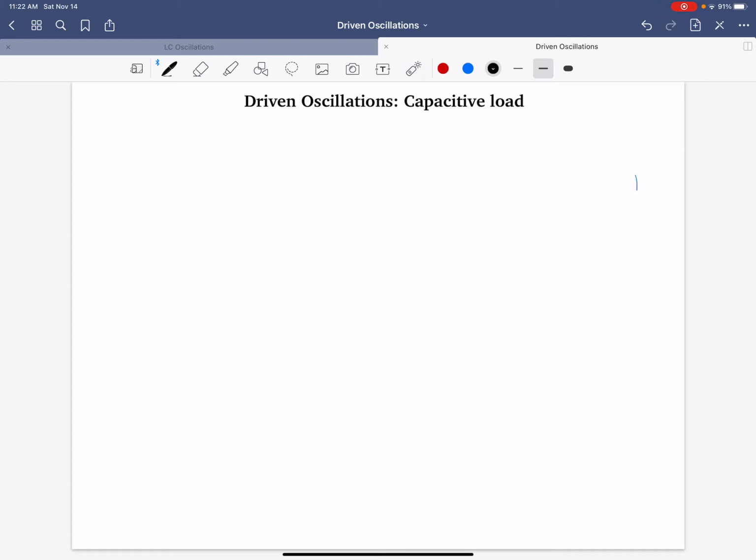Alright, so in the last video we looked at a resistive load, which was just a resistor connected in series to a sinusoidally varying EMF. That's a mouthful. Now we're going to look at a capacitor connected in series to a time varying sinusoidal EMF. Basically an AC battery.